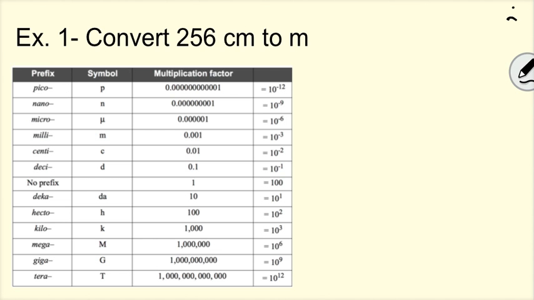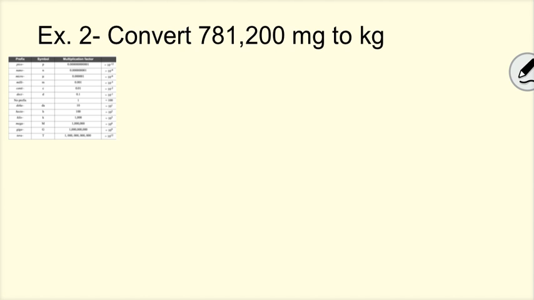Okay. Let's do one more example. Okay. Converting milligrams to kilograms. Okay. In this case, kilograms is still bigger. Okay, we know a kilogram is a lot bigger than a milligram. Okay, so our number must be smaller in order to maintain that equivalency.